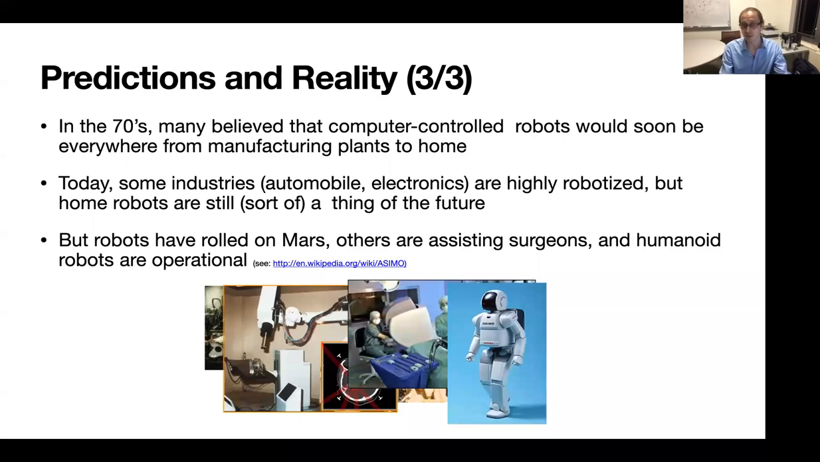However, robots have rolled on Mars. We send robots to Mars, and we have some robots that assist surgeons. It's quite interesting to see that we have robots on Mars that can go around, sometimes even without instructions. By themselves they decide what steps to take. But we still don't have robots in our homes, which is quite fascinating to think about: we have robots on Mars but not in our homes.